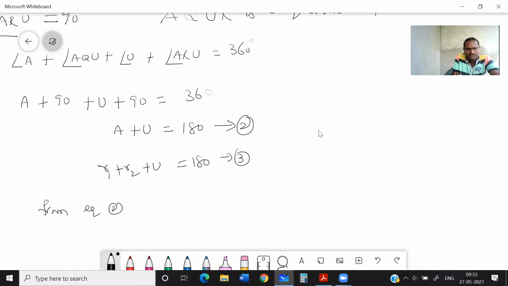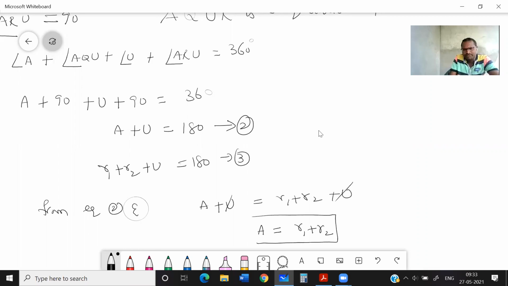From equations 2 and 3, what we can say? A plus U should be equal to R1 plus R2 plus U. Means U cancels, you'll get A is equal to R1 plus R2. This point is very important. You need to remember this. Equation number 4.